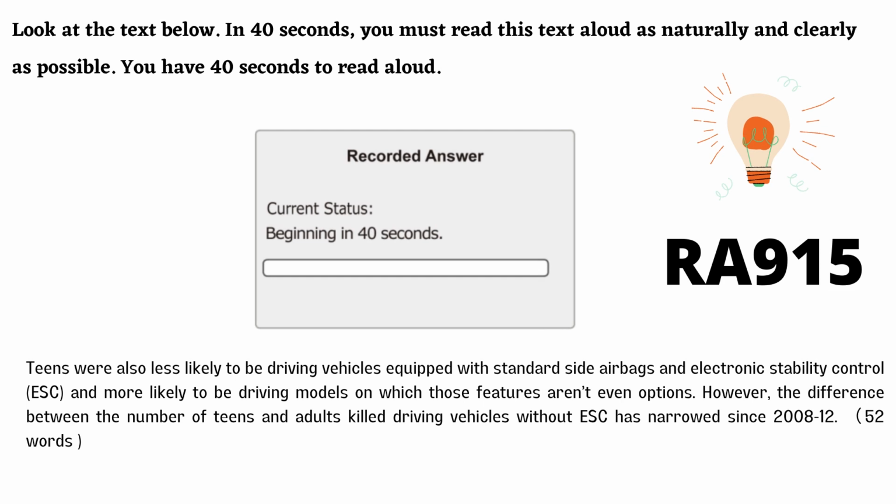Teens were also less likely to be driving vehicles equipped with standard side airbags and electronic stability control (ESC), and more likely to be driving models on which those features aren't even options. However, the difference between the number of teens and adults killed driving vehicles without ESC has narrowed since December 2008.